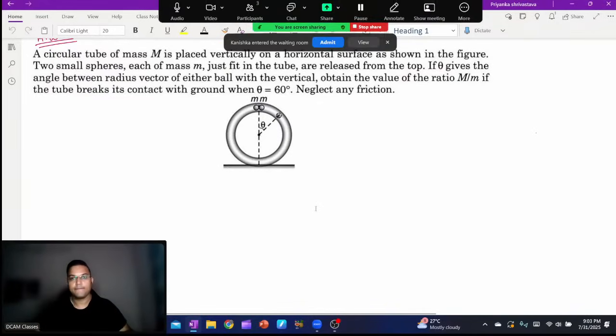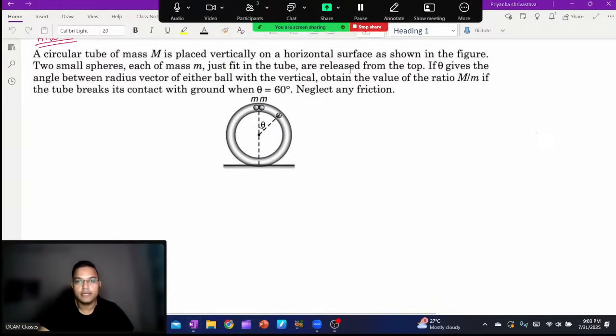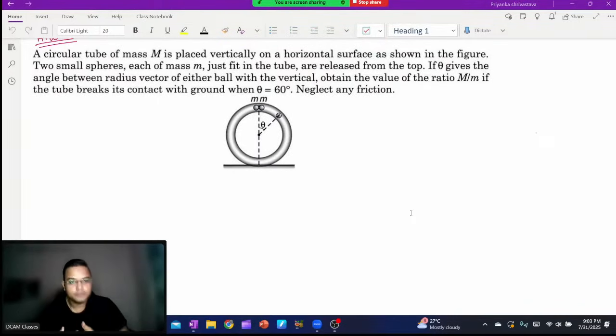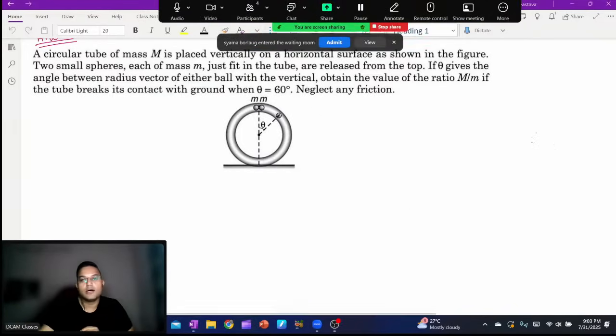No, sir, I'll try it now. Okay, now try it. First, try to form an approach. Means, how will you try to understand the question first? Because in this question, many students actually fail to find how it will lift off.